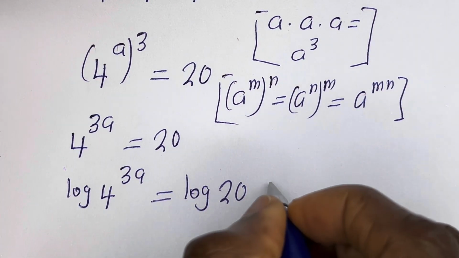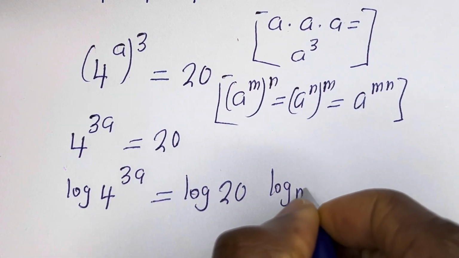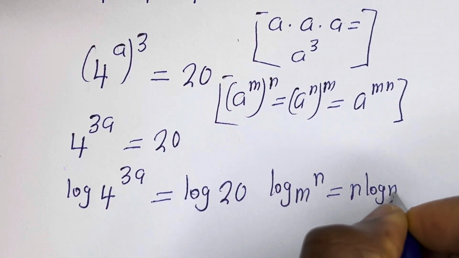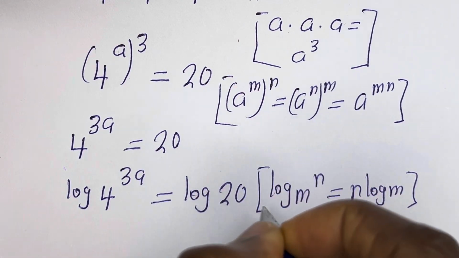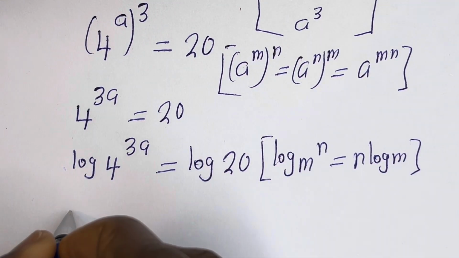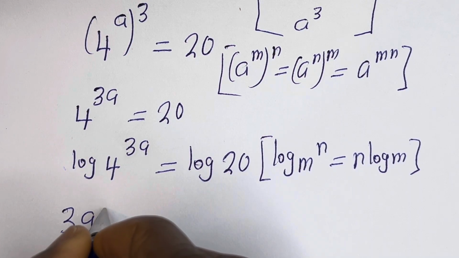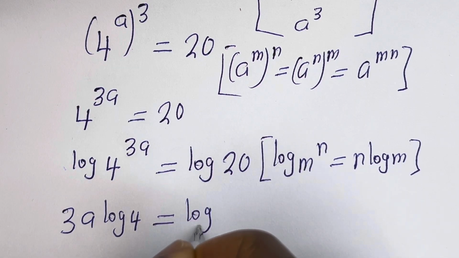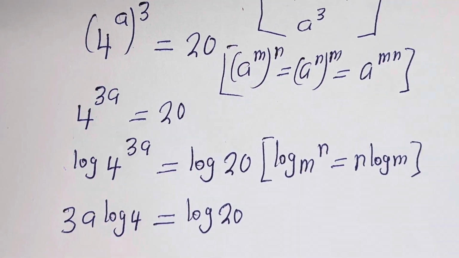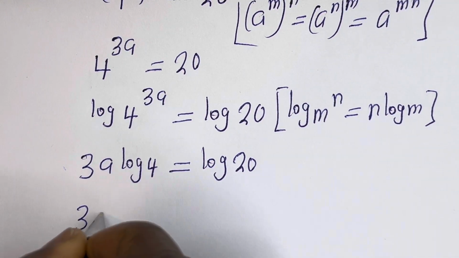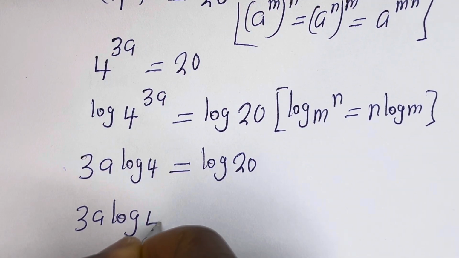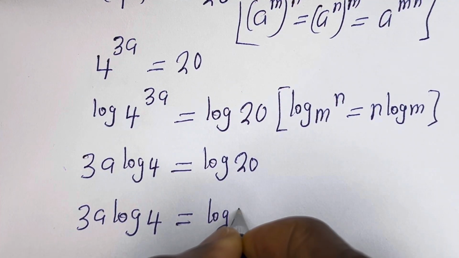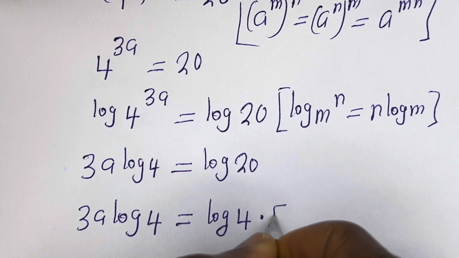Note that if you have log m to the power of n, this is equal to n log m. Then this can be written as 3a log 4 is equal to log 20. This is 3a log 4 is equal to log 20, which can be written as log 4 multiplied by 5.